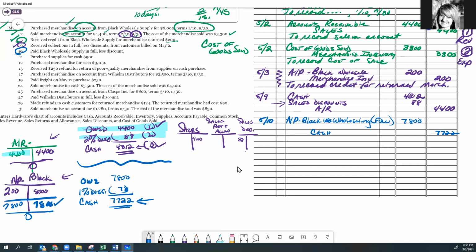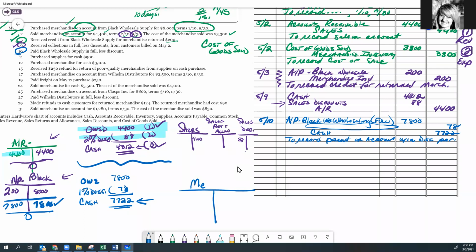And so now our debits and credits don't equal. We took a discount of $78. So the question is, what are we going to credit? So this is going to be to record payment on account within discount period. So the question is, what are we going to credit? Well, let me just show it to you visually in a T account.